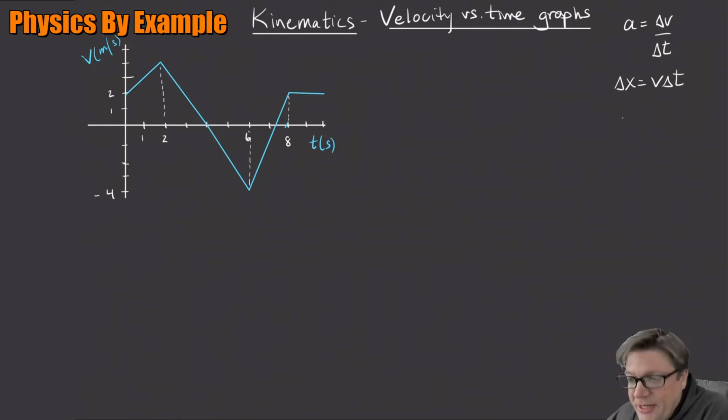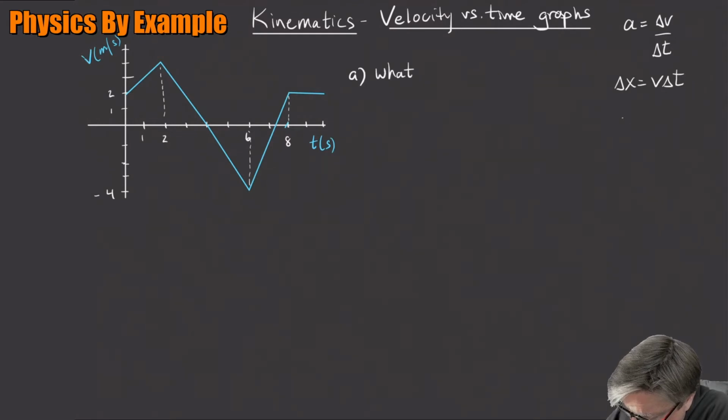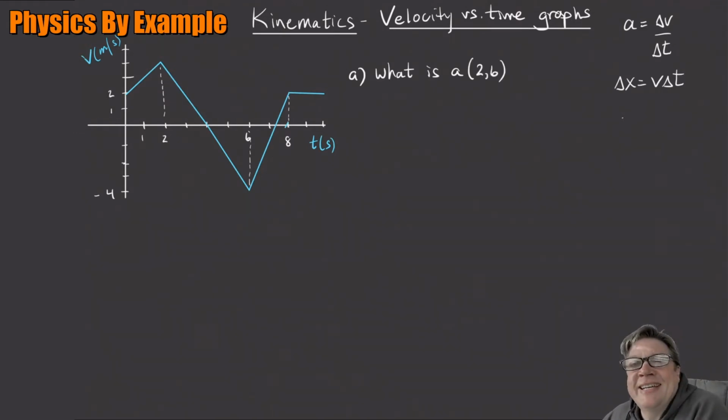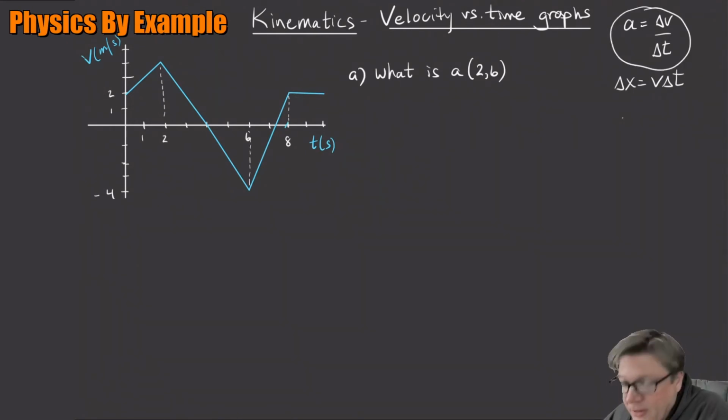For example, what is the acceleration between 2 and 6 seconds? Well, what we're going to do is use the definition of acceleration. That's sort of one of our kinematic formulas. Really, it's just the definition of acceleration. It's a definition, so put the third equal sign there.